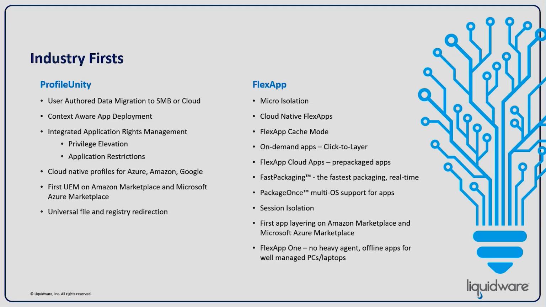On-demand apps was a first from FlexApp. That is, if the app doesn't really need to be on that endpoint, you can just put a stub icon there, and when the user clicks it, then it's brought down and cached down to the endpoint within seconds and opens up.